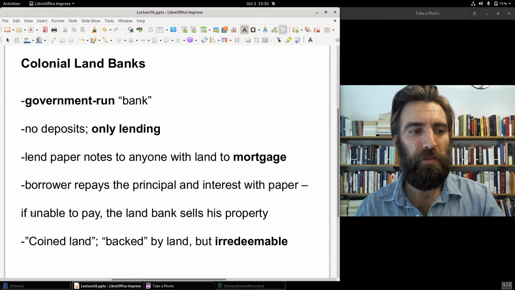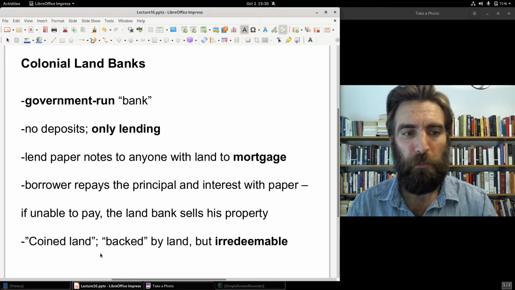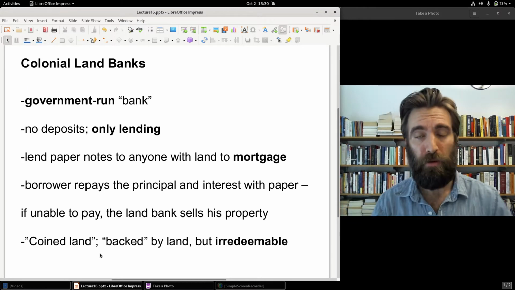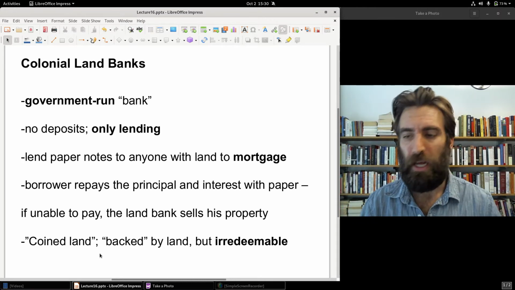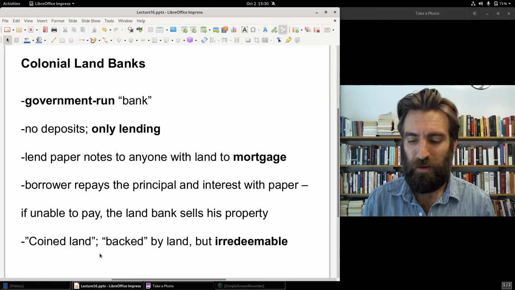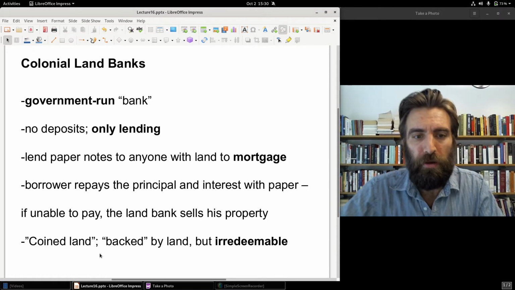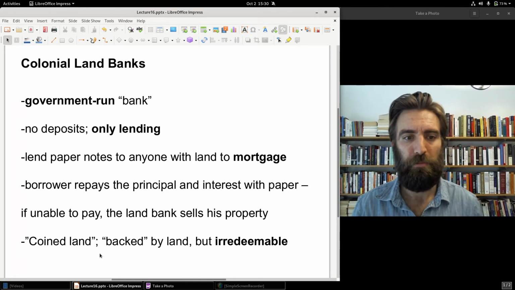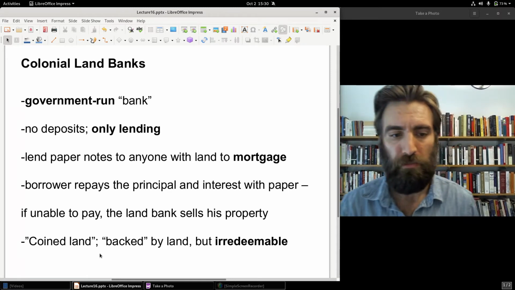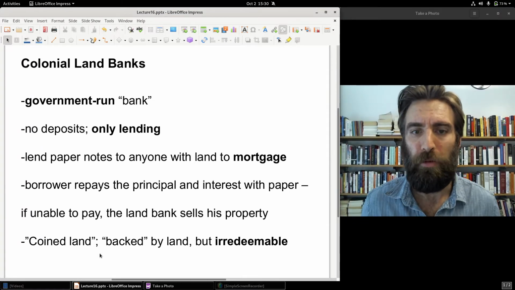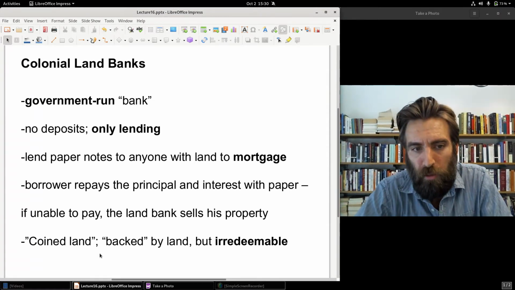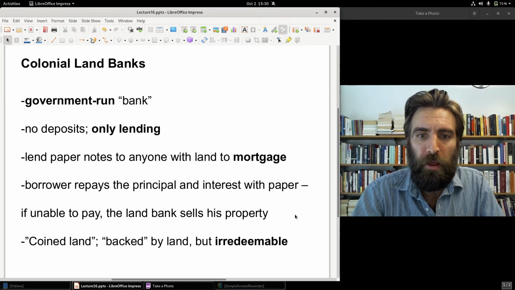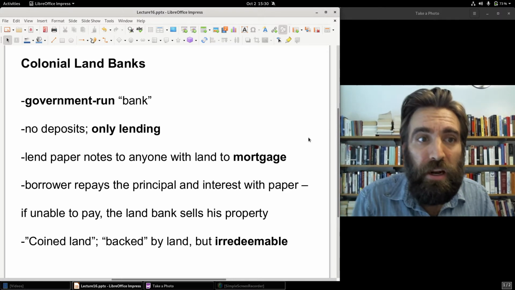Now this too can be a bit deceptive, because when we say that banknotes are backed by coin, by silver and gold coin, what we mean is that anybody could go to the bank counter and redeem their notes for silver or gold coin. But you couldn't do that here. If you came across paper notes, you couldn't just go to the land bank and say, oh, I stumbled across this paper note, I'd like to redeem it, please, for land. That's not how it works. So it wasn't backed in that sense. It's still an irredeemable note. It's still an inconvertible note.